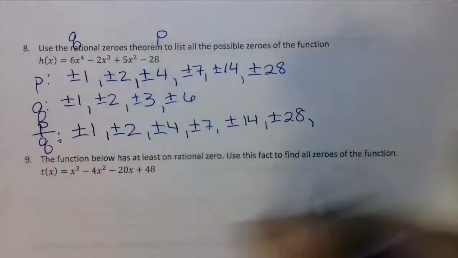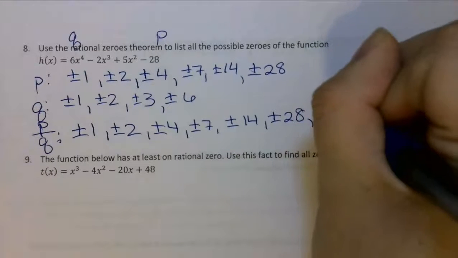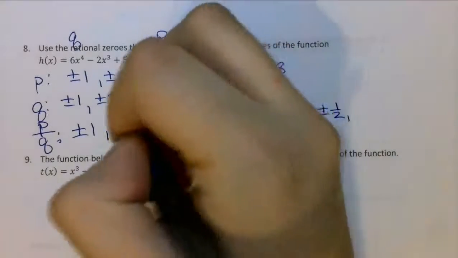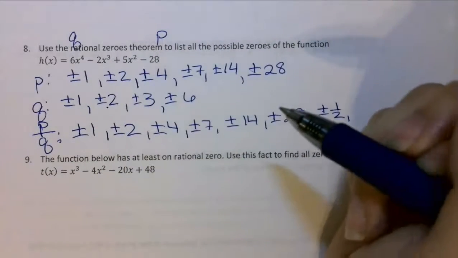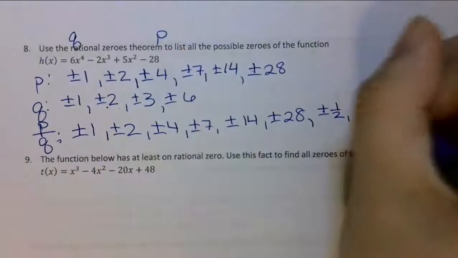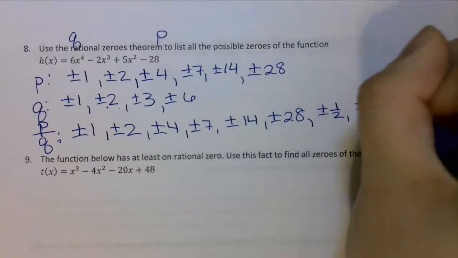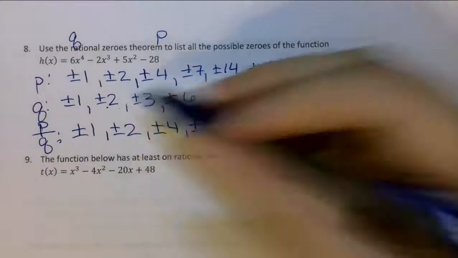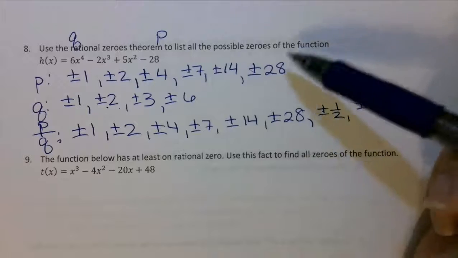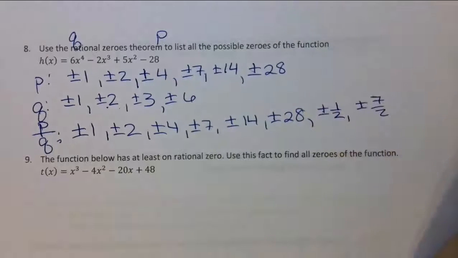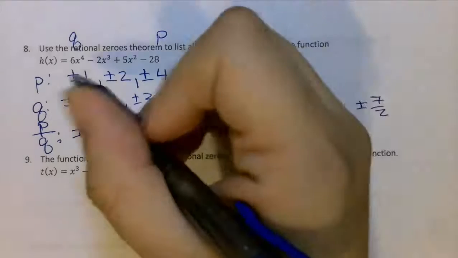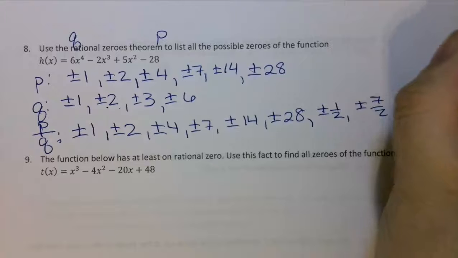So I have 1 divided by 2, which is 1/2. That's a new one. 2 divided by 2 is 1. I already have that. 4 divided by 2 is 2. Have that. 7 divided by 2 is 7/2. That's new. 14 divided by 2 is 7. I have that. 28 divided by 2 is 14. I have that.